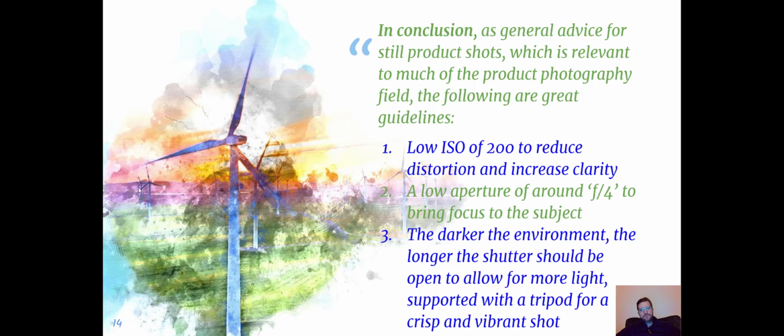So in conclusion, as general advice for you product photographers out there, you want to combine a low ISO of 200 with a low aperture of f/4, for example, and then have a really nice long exposure with the shutter speed in combination of good lighting and a tripod to get a nice vibrant shot with low static and a nice focus on the subject.